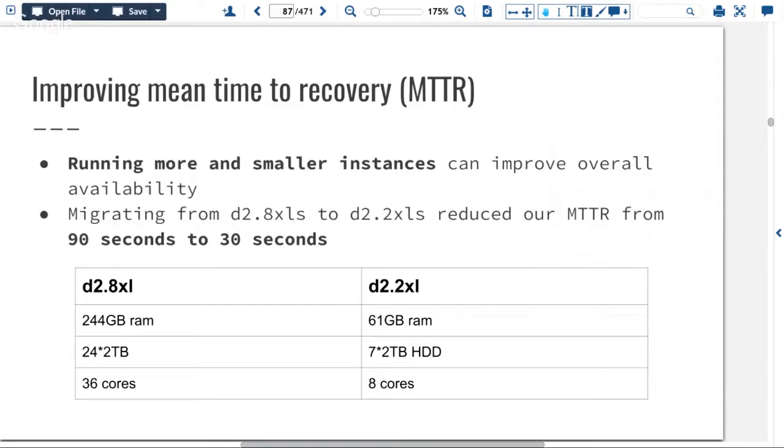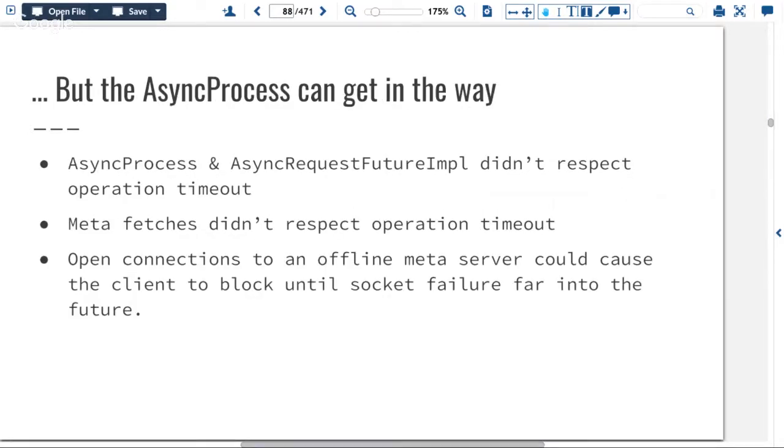And they're still pretty decent size. This also has a nice benefit to GC in that with a heap that's 1/4 the size, your pause times are going to be dramatically lower. We did run into issues along the way, though. In particular, the async process had issues with respecting the operation timeout, and meta fetches also did not respect the operation timeout, which meant that you were actually continuing to retry up until the maximum retry limit.